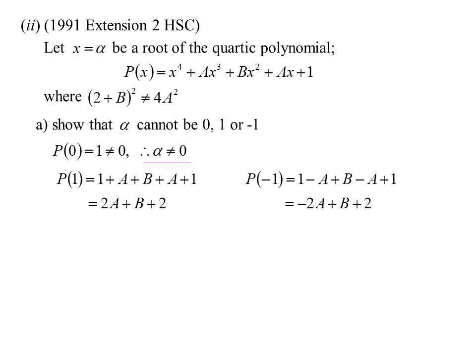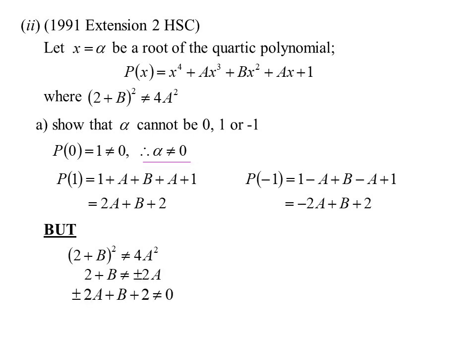And now that's where this interesting relationship comes in handy, because look at what we've got. For polynomial 1 to be a root, 2a plus b plus 2 must equal 0. And for polynomial -1 to be a root, well, -2a plus b plus 2 equals 0. But there's the fact they gave us. 2 plus b squared can't equal 4a squared. Therefore, 2 plus b could not be plus or minus 2a.